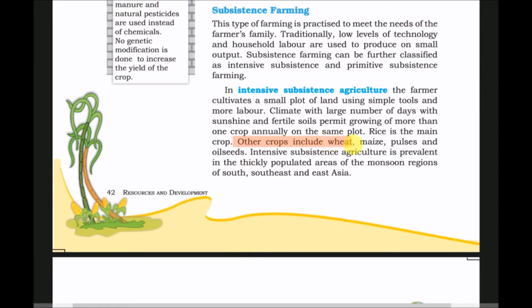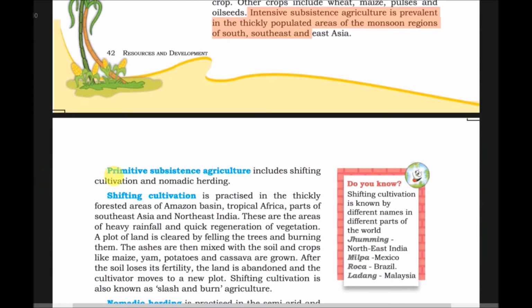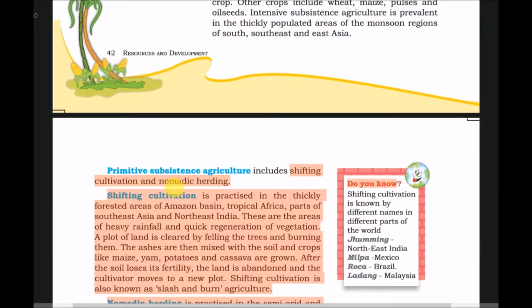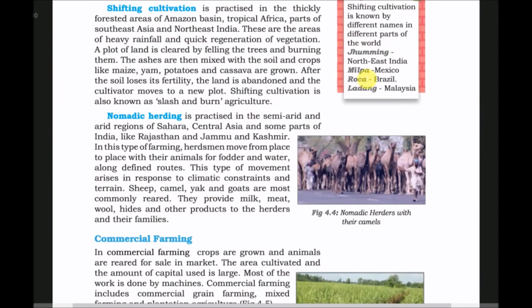Now, other crops include wheat, maize, pulses, and oilseeds. Intensive subsistence agriculture is prevalent in the thickly populated areas of the monsoon region of South, Southeast, and East Asia. Now, what is primitive subsistence agriculture? It includes shifting cultivation and nomadic herding. They both are done in a temporary home. So they keep moving from one place to another.